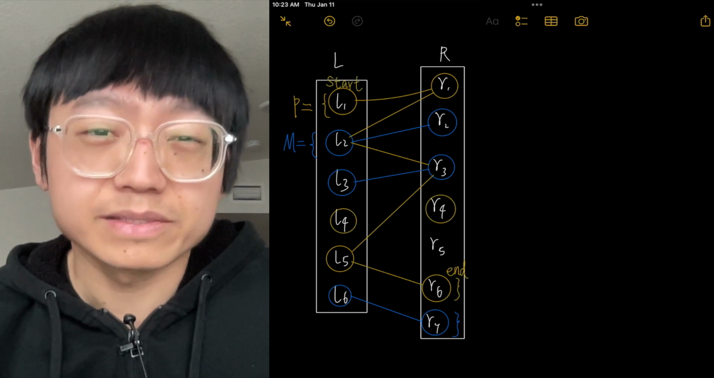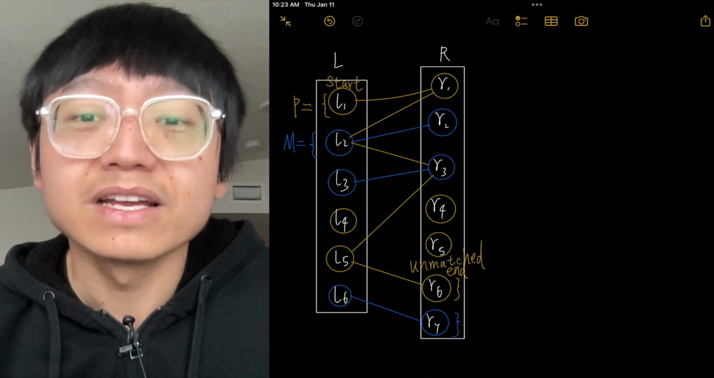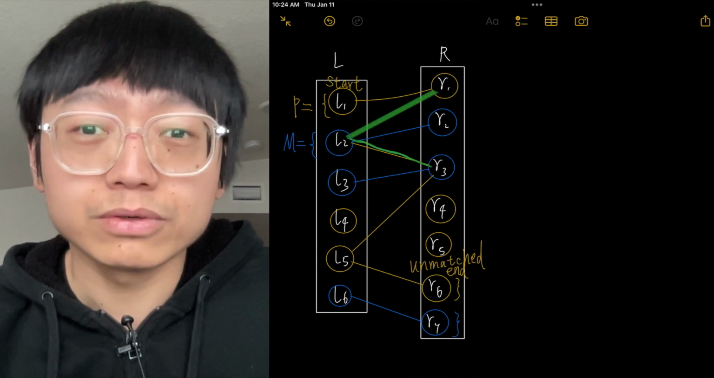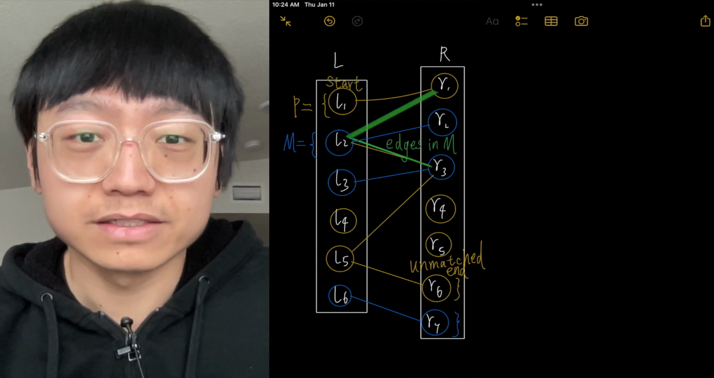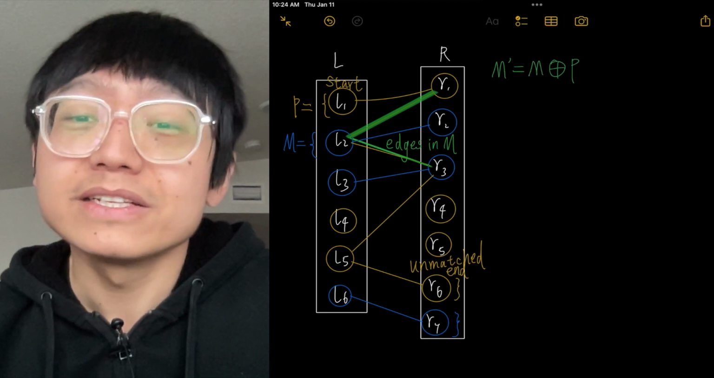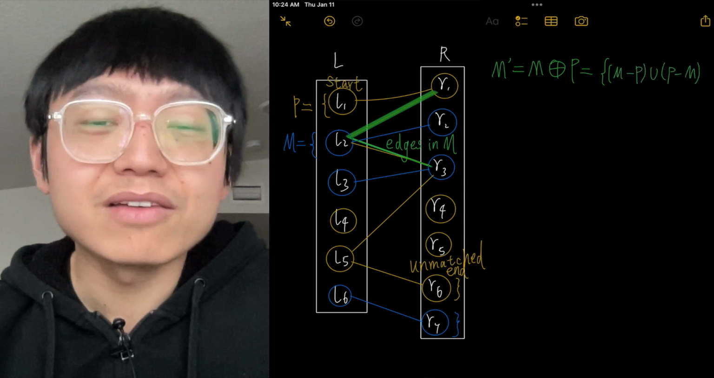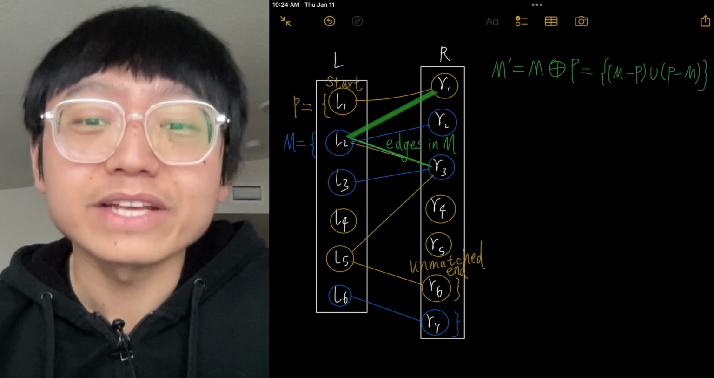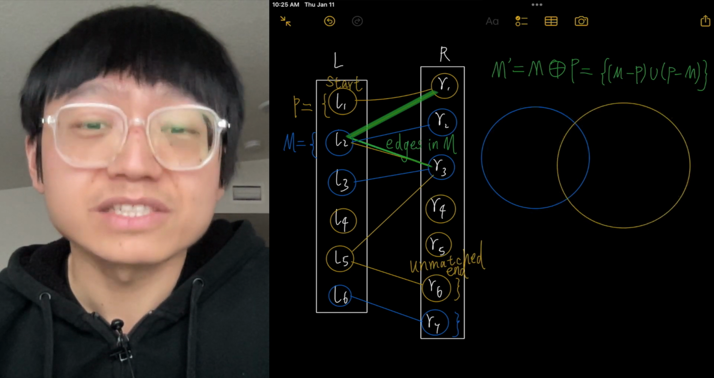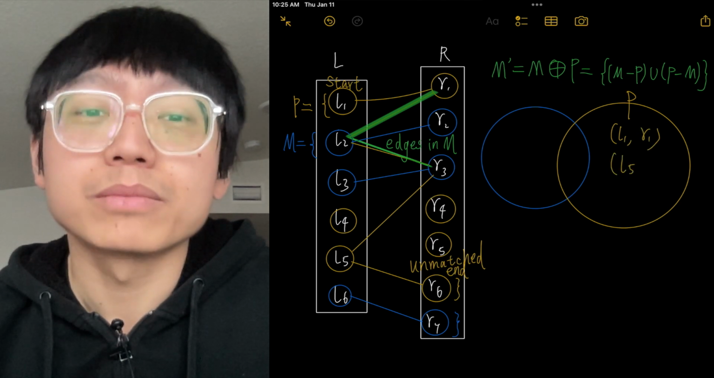So along this path, the edges (L1, R1), (L2... R3 is in M)... the edges (L1, R1) and (L5, R6) are not in set M, but (R1, L2) and (L2, R3) are in the M set. Let's try to construct a new matching M prime by taking the symmetric difference of M and P, which means for every edge in P that is not in M, we add it to M prime, and for every edge in P that is already in M, we remove it from M prime.